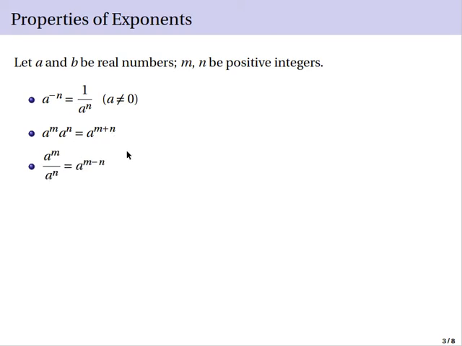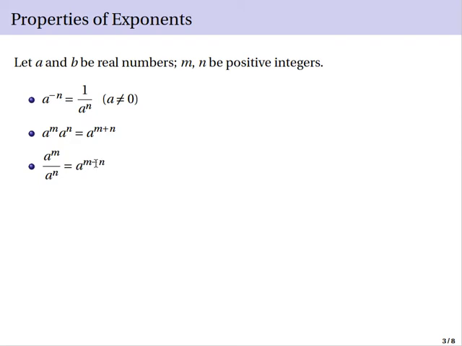Okay? Next property, this time suppose we divide two exponential expressions with the same base. So what we're going to do is instead of adding the exponents, we subtract the exponents in the following manner. So you have a to the m divided by a to the n. This is equal to a to the power m minus n.